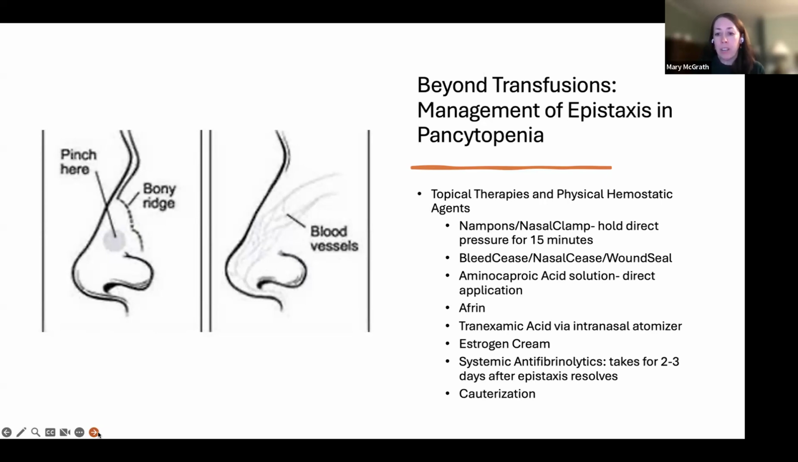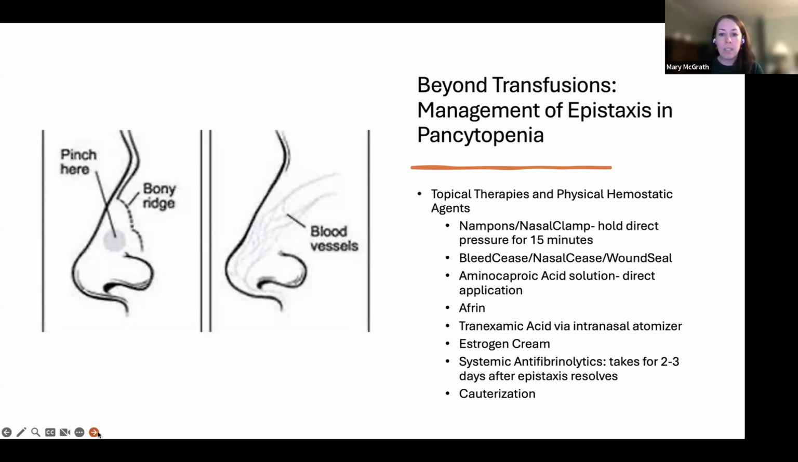Direct application of aminocaproic acid using either a Q-tip, or you can soak gauze in the solution and insert it into the nose, can be helpful for managing an acute bleed. Another thing that I found extremely helpful is tranexamic acid via an intranasal atomizer. It can really help with kids with recurrent nosebleeds as well.